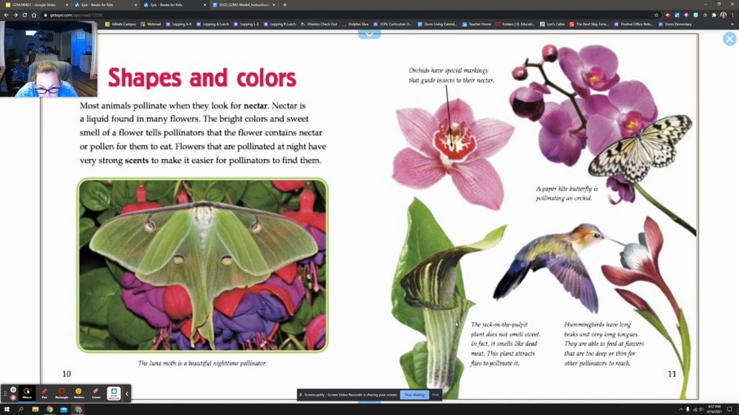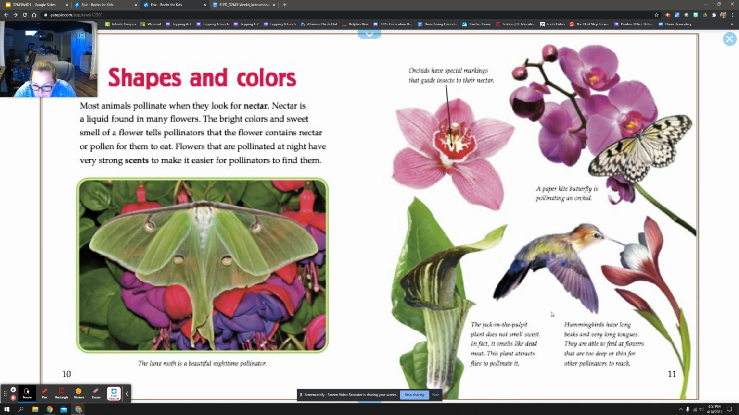The jack in the pulpit plant does not smell sweet. In fact, it smells like dead meat. This plant attracts flies to pollinate it. Well, no wonder it smells like that, because flies love that smell, don't they?